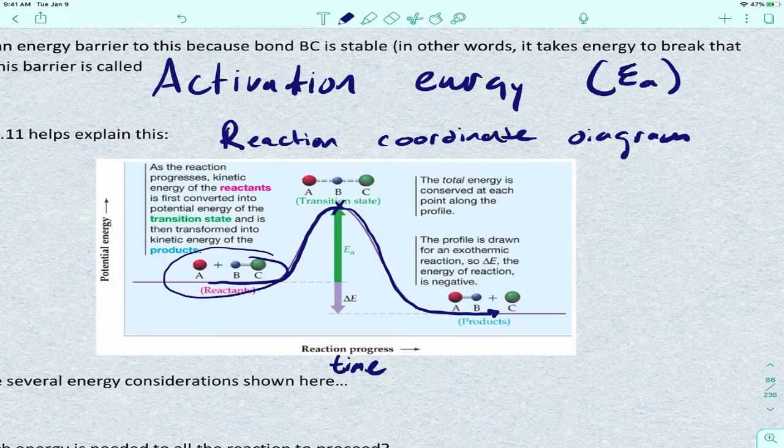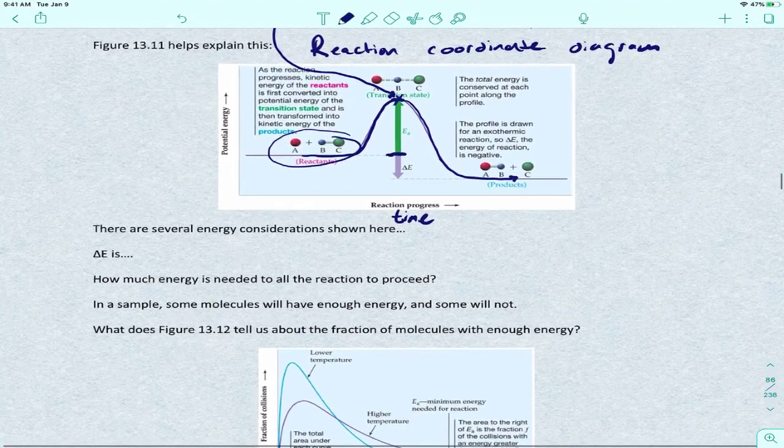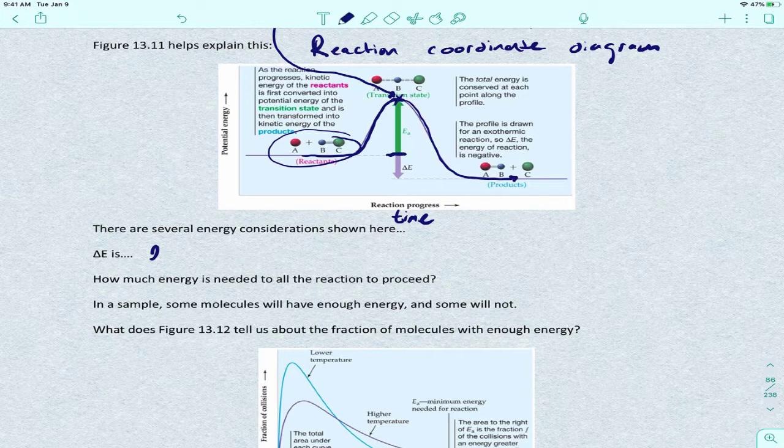Now we're looking at the reactants and where the transition state is. The transition state occurs at the top of the hill, because at the top of the hill, that's the energy barrier. That's the activation energy, the amount of energy that you need to overcome that barrier. There are some energy considerations shown here. The change in energy, delta E, is exothermic for this reaction. How much energy is needed for the reaction to proceed? We need the activation energy, E sub A.